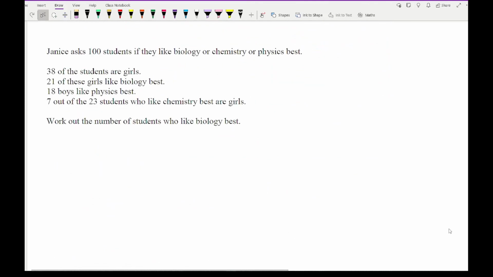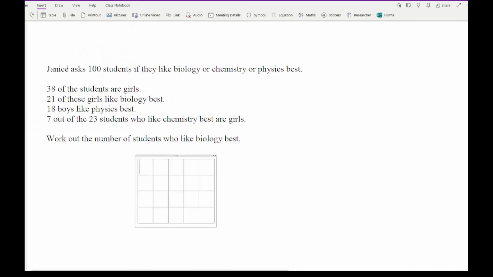So let's have a look at our next question. It says that Janice asks 100 students if they like biology, chemistry or physics best. 38 of the students are girls, 21 of these girls like biology best, 18 boys like physics best, and 7 of the 23 students who like chemistry best are girls. The question is asking us to work out the number of students who liked biology best. Personally, I would not have taken this survey, but there you go.